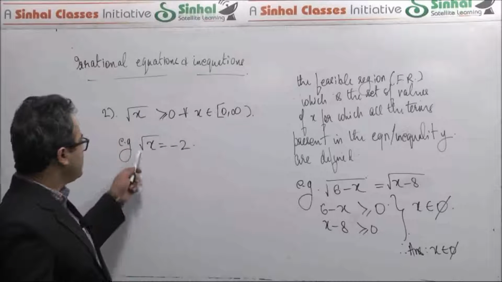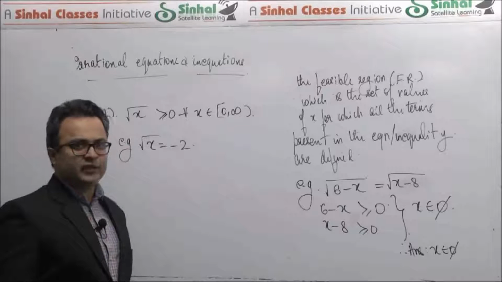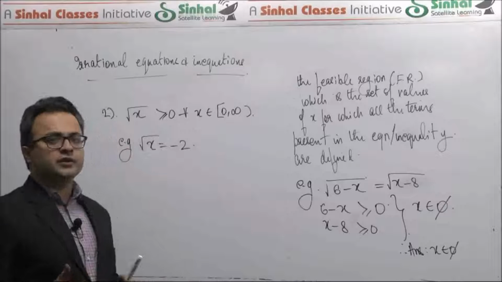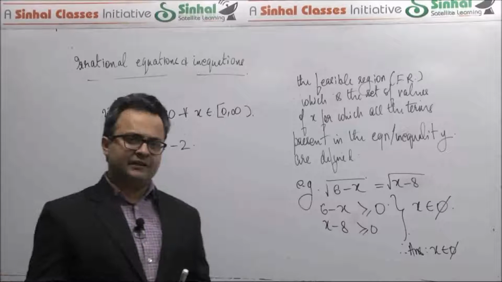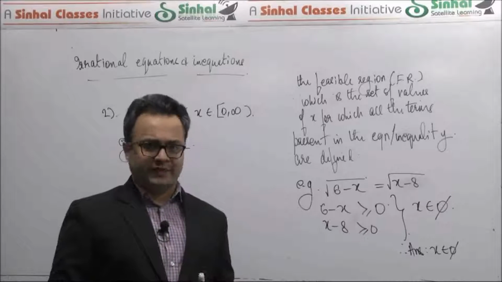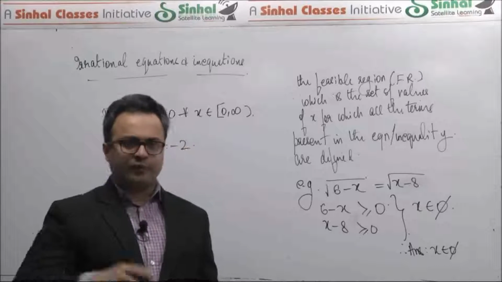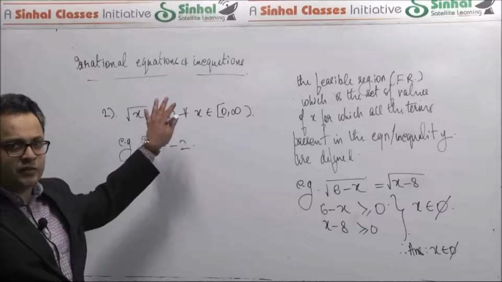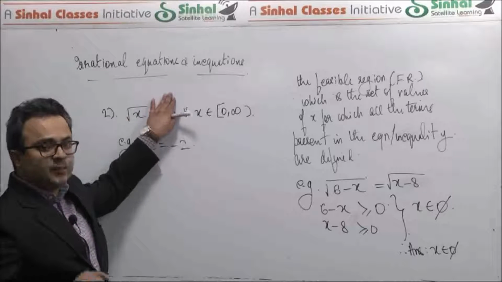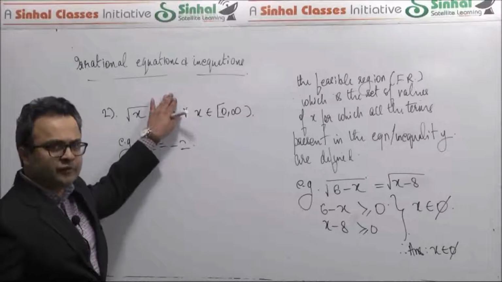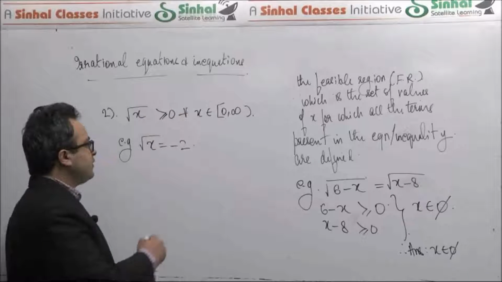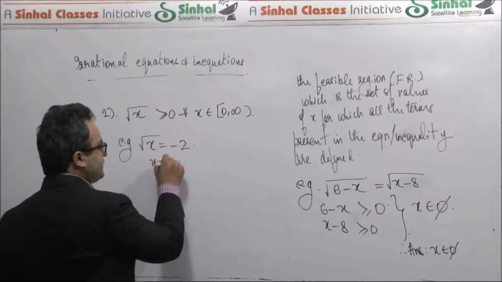But when we're using this specific symbol in equations and inequalities, the root symbol is being used to denote the non-negative square root of the value of x. If x is 0, then the output of the root x function will be 0. And for any other positive value of x, the output of root of x will be taken to be a positive value. So for root of x equal to minus 2, I can directly say the answer will be a null set.